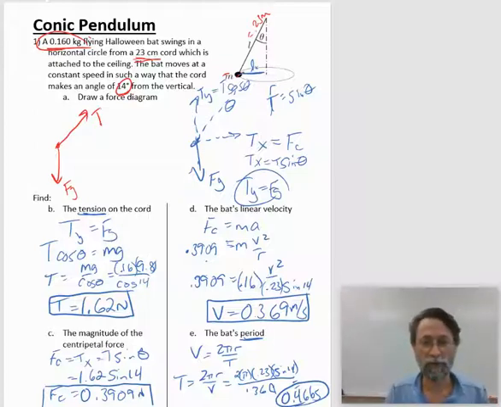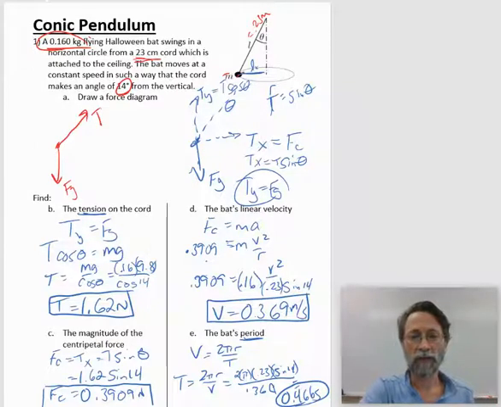So that's a conic pendulum problem. Remember that the forces up and down will cancel out, and the force pulling it towards the center of the circle is the centripetal force. In this case, that is the tension in the x direction.